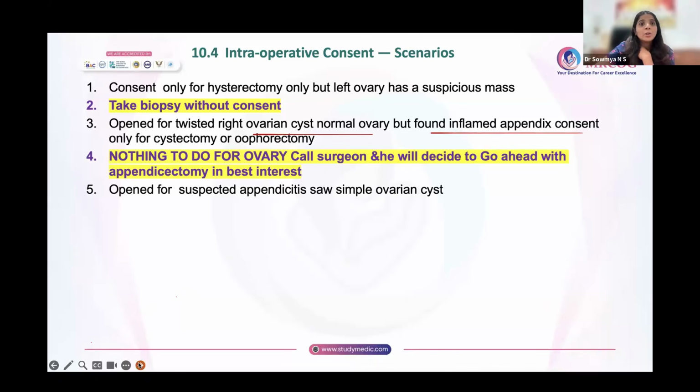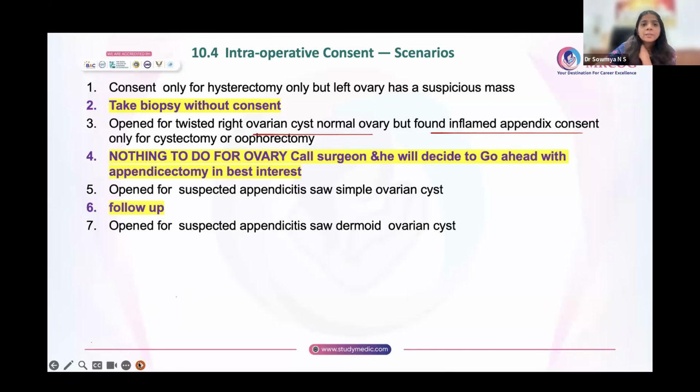Open for suspected appendicitis or a simple ovarian cyst. You are called, you go and see a simple cyst, please ask them to come and follow up in your OPD. Open for suspected appendicitis or dermoid ovarian cyst. Again, nothing doing, you close and ask them to come back later.